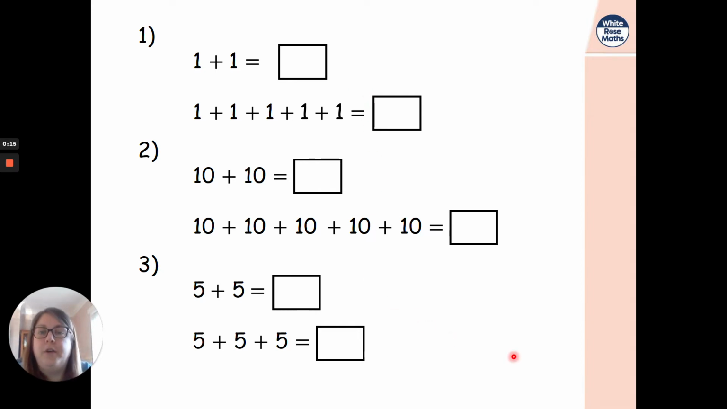So 1 add 1 equals 2, nice simple one. 1 add 1 add 1 add 1 add 1 is 5. Next one, 10 add 10 is 20. 10 add 10 add 10 add 10 add 10 is 50. So I know to go 10, 20, 30, 40, 50. Next one, 5 add 5, nice easy one, is 10. And then 5, 10, 15. Fantastic if you managed to get those right.